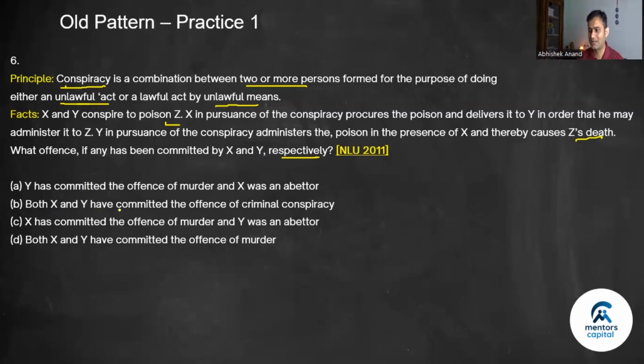So people have a tendency to mark this one or this, between C or D. But the principle said nothing about the murder, guys. The principle has given me criteria for conspiracy. So is there a conspiracy? Yes, there's a conspiracy. So we'll mark B. Do not fall in the trap. Do not mark something which is not given.